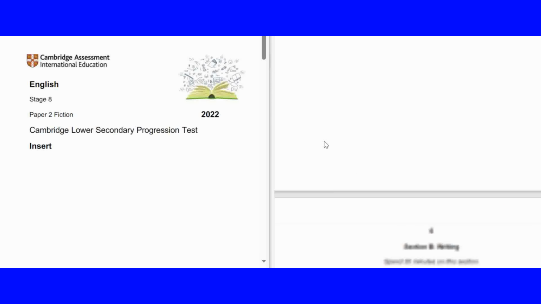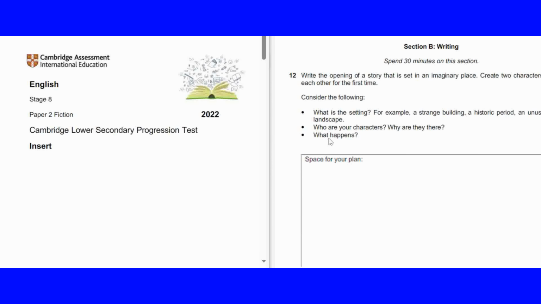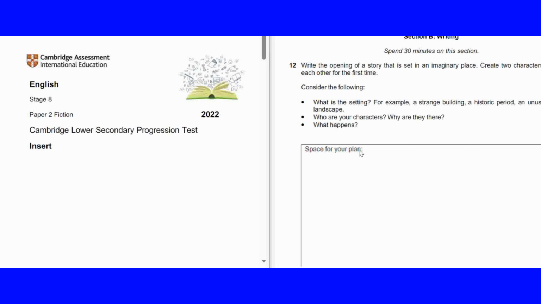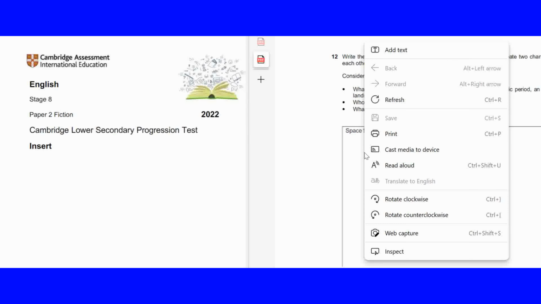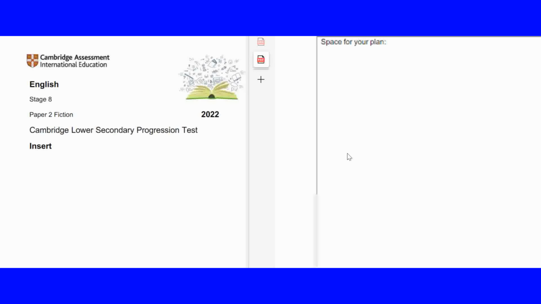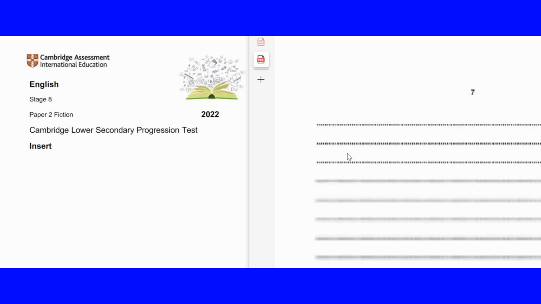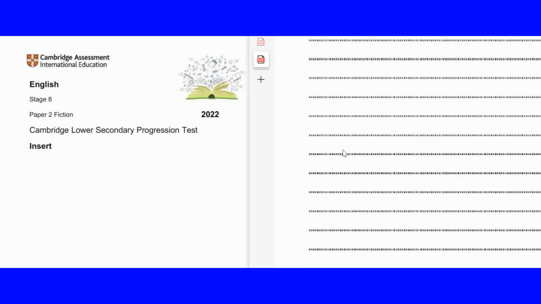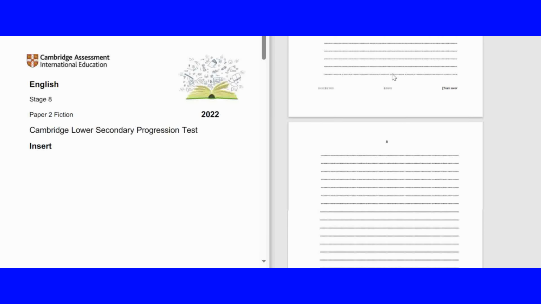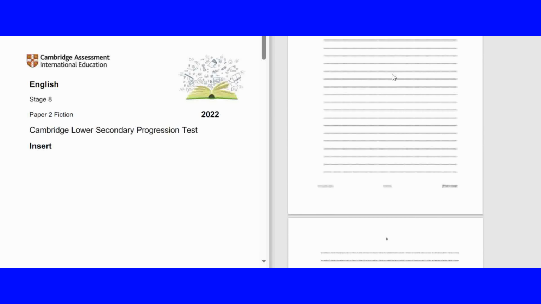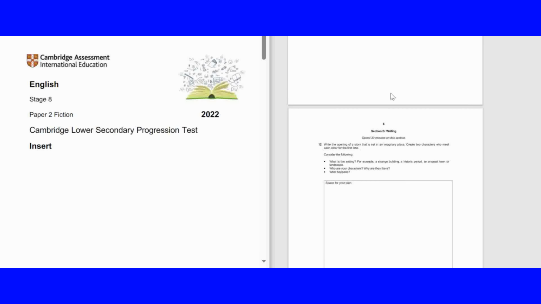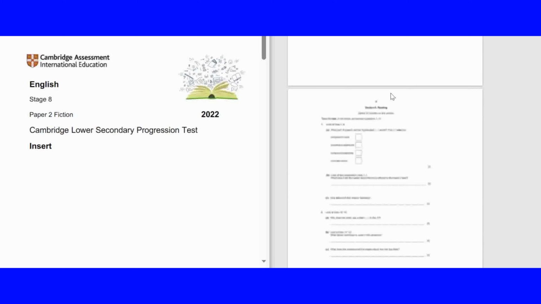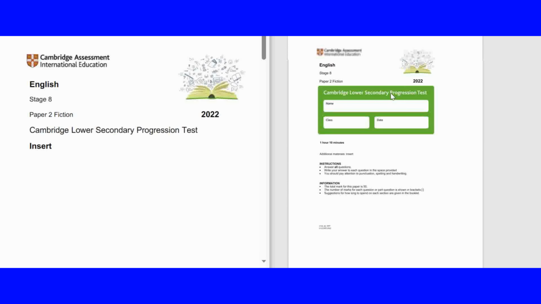And Section B is writing, where we spend 30 minutes. Question 12, we have to write something, and this is the space for the writing, so you can plan your writing. For writing, you'll be given two full pages to write your response. So Section A, 30 minutes. Section B, writing, 30 minutes. And 10 minutes is for reading the text.